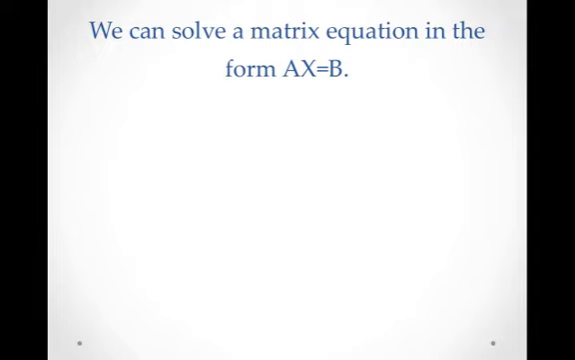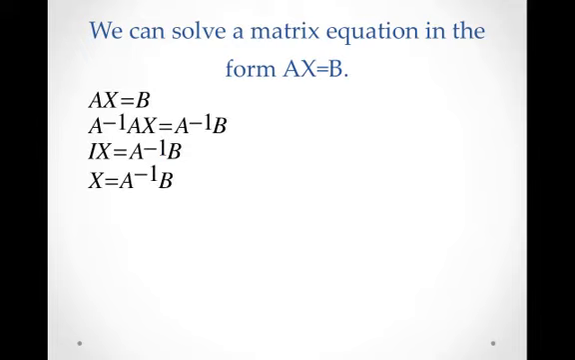So now we're going to talk about solving a matrix equation in the form AX equals B. Now, what's going on here is that A is multiplying X, and we want to solve for X. Normally, we would divide both sides by A. If we were just working with numbers, that's what we would do. But in matrices, division's not defined.